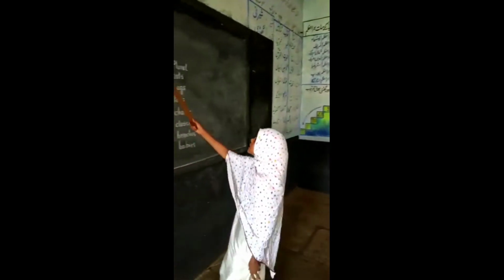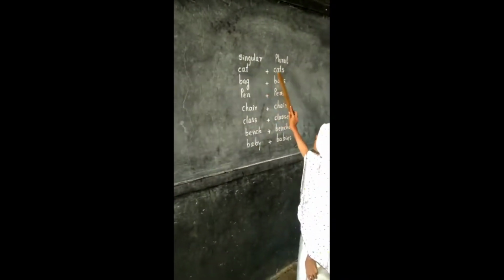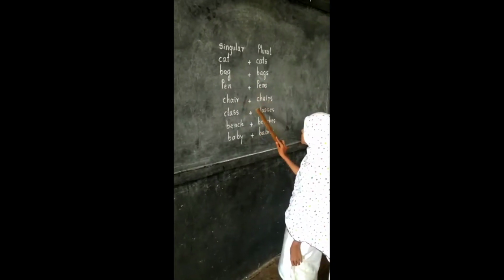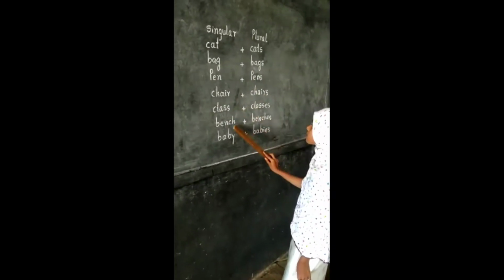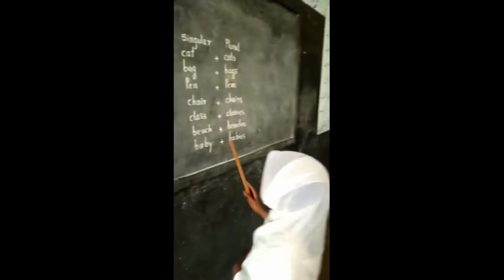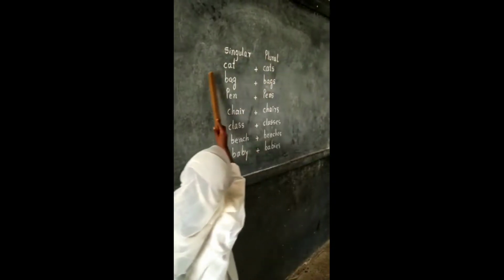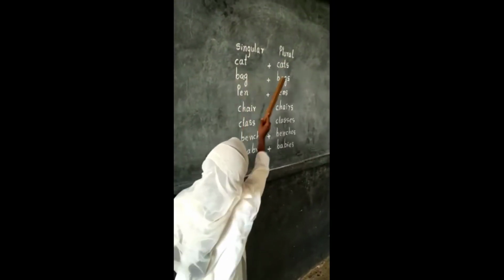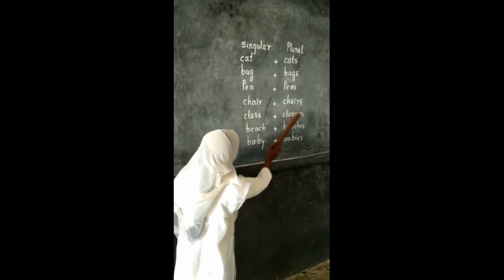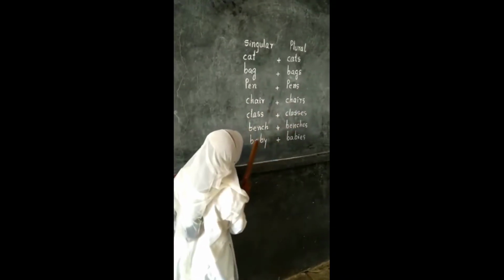Next. Arshia, come here. Singular, plural. Cat, cats. Bag, bags. Pen, pens. Chair, chairs. Class, classes. Bench, benches. Baby, babies. Next. Alia, come here. Singular, plural. Cat, cats. Bag, bags. Pen, pens. Chair, chairs. Class, classes. Bench, benches. Baby, babies.